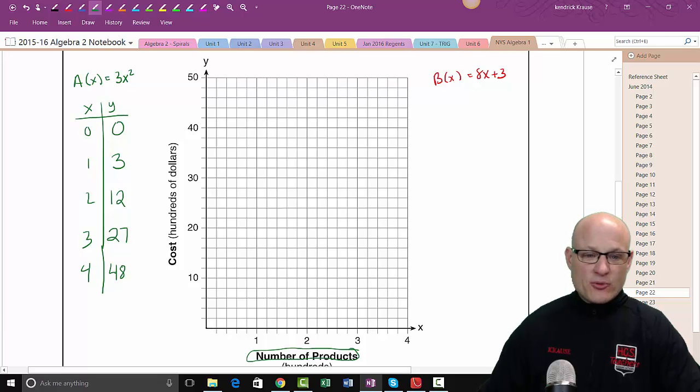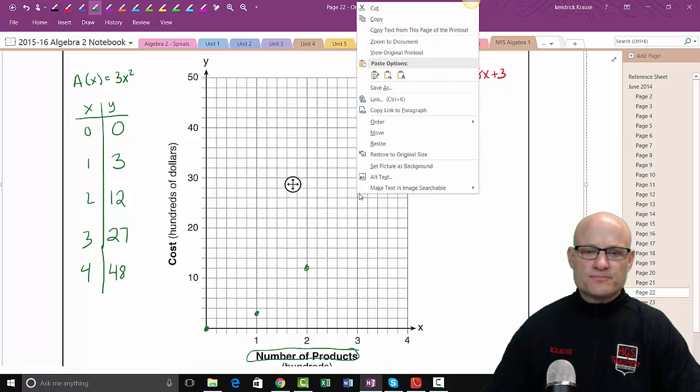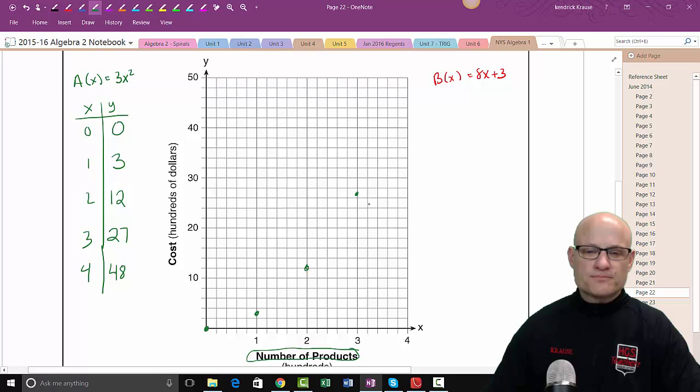So I'm going to plot those points, and we're going to do the green graph. We're going to label it 1, 3. Now, let's see. You've got to be careful because each box represents 2. At 2, we're going to 12, so there's 10, 12, try to be accurate. 3 is 27. Let's see, that's 20. 2, 4, 6, 7. And 4, 48.